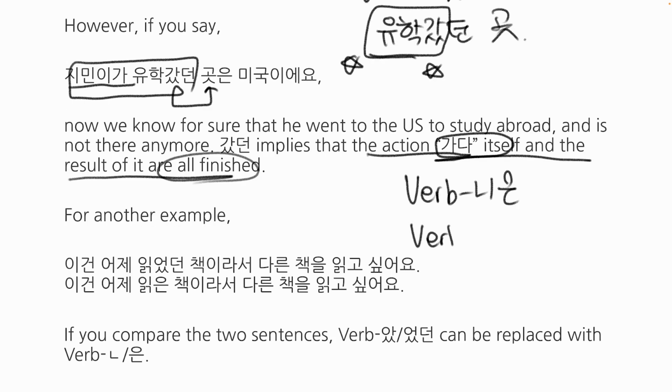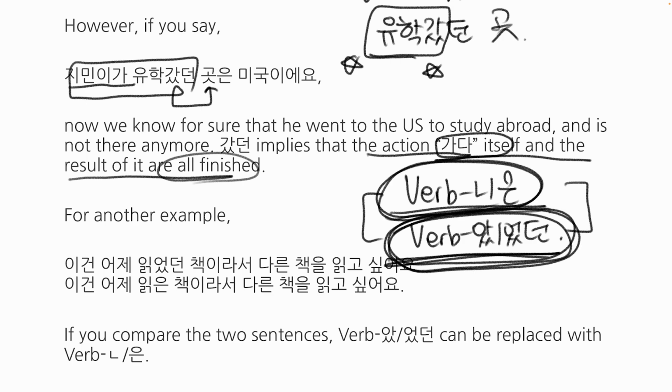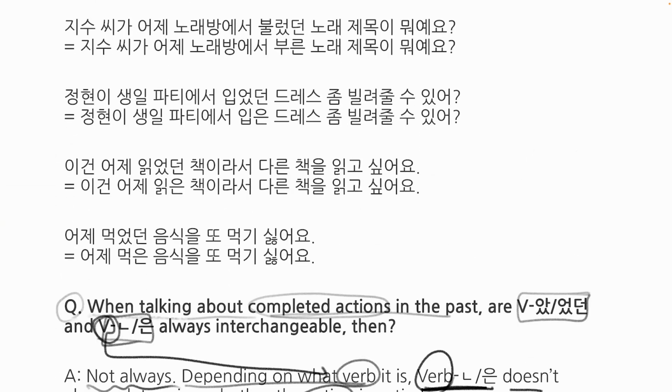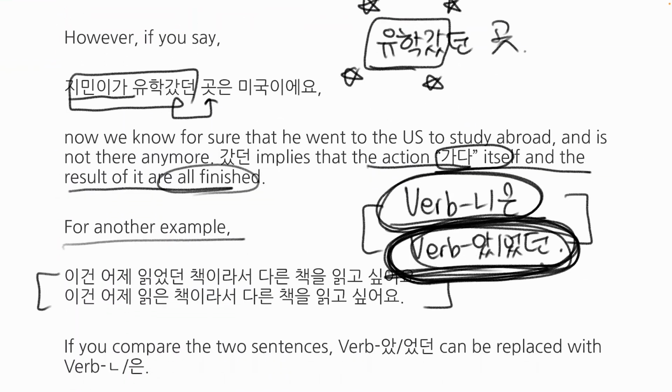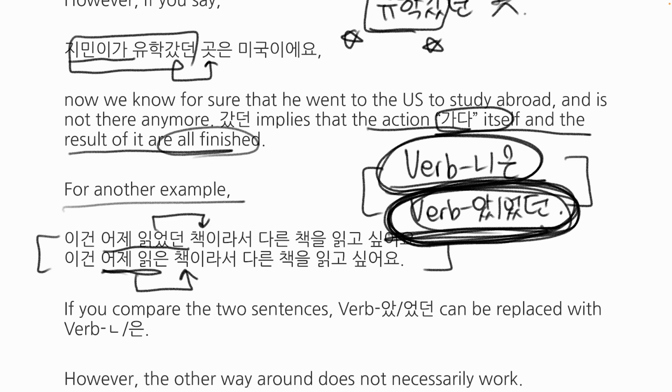So depending on what verb is attached, 은 and 았었던 may have slightly different meaning. This is a more larger category and this is a more specific category in that it only refers to a finished action. And for another example, this is the example sentences from the above here. I brought this again. 이건 어제 읽었던 책이라서, 어제 읽은 책이라서. So I told you guys that 어제 읽었던 책 can be replaced with 어제 읽은 책, right?